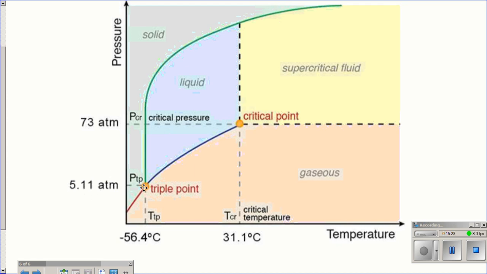And then the triple point is the point where all three phases of matter coexist. In this case, it is 5.11 atmospheres and -56.4 degrees Celsius. Okay, a little review on some diagrams you need to know.